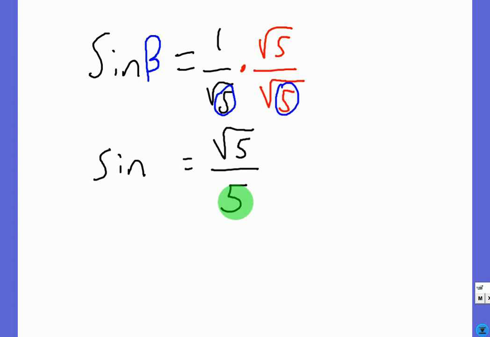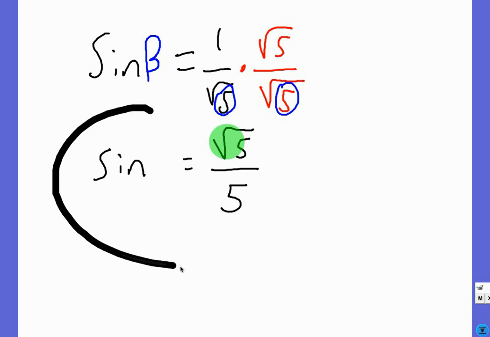That's called rationalizing the denominator. The bottom just becomes 5 because the square roots cancel. The top just becomes square root of 5. So that's your answer for sine of beta.